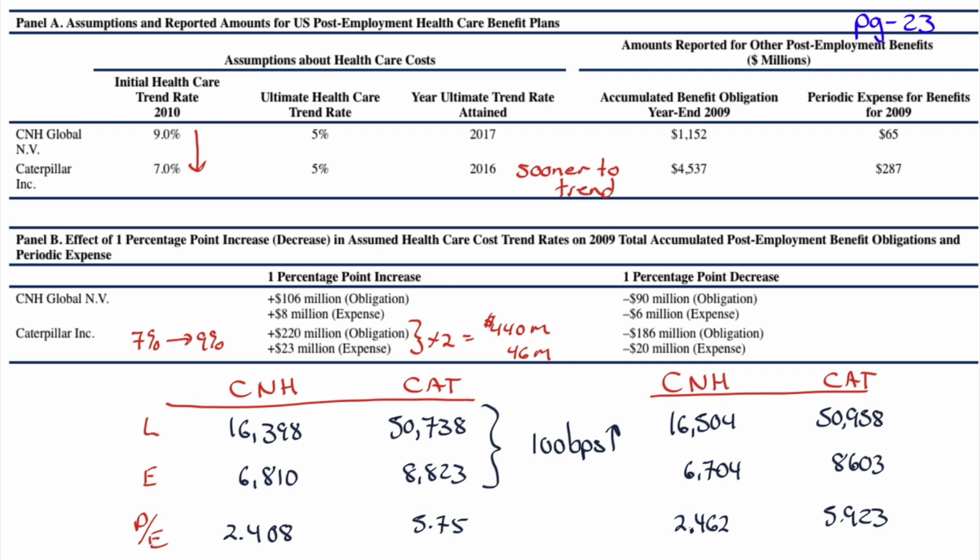What am I looking at here? What's the title here? Panel A, Assumptions and Reported Amounts for U.S. Post-Employment Healthcare Benefit Plans. All right, these are U.S.-based plans, and these are assumptions about the costs. Great. We have two companies here.